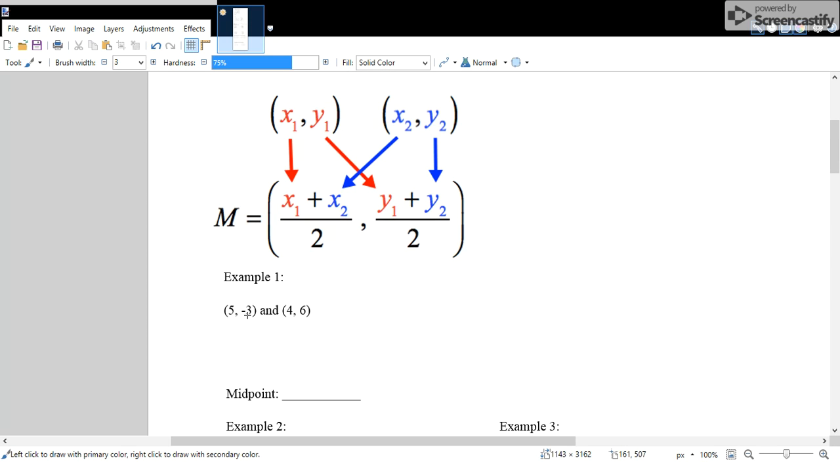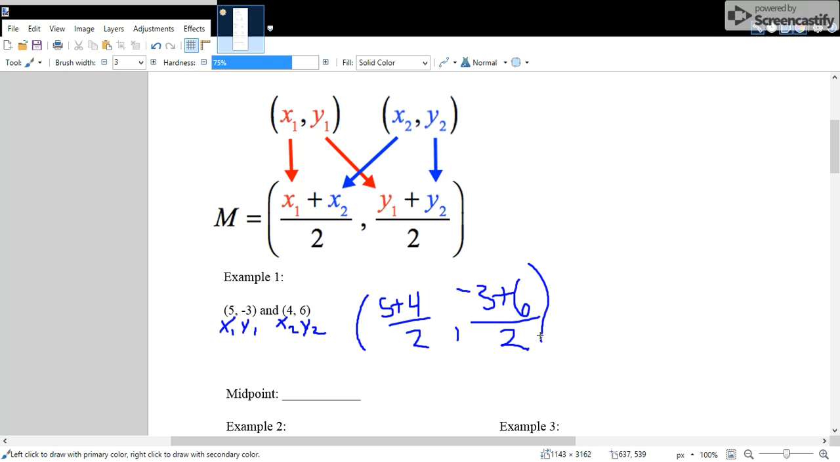We have 5, -3, and 4, 6. So first we want to label x1, y1, x2, y2, and then plug it into the formula. You have 5 plus 4 over 2, and -3 plus 6 over 2. If you put these into the calculator or solve them by hand, you should get 9 halves and 3 halves.